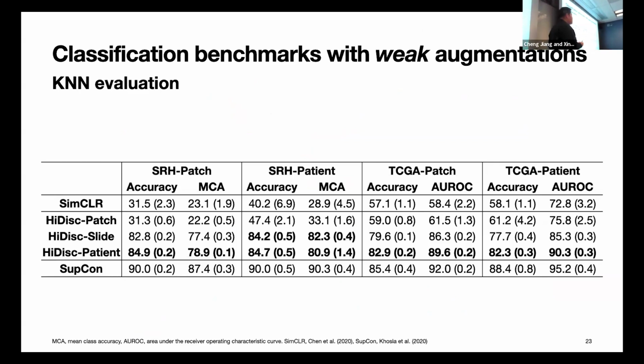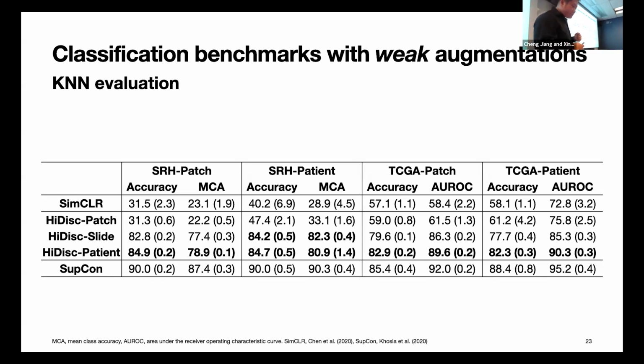One of the things I mentioned earlier is that all the prior work requires strong augmentations to form the positive pairs. So what happens if we don't have these strong augmentations? What we can see is that prior work and also HiDisk patch, remember, HiDisk patch is also only patch discrimination, these models essentially just collapse. They can't learn anything because there is no transformation being applied to these patches. But as we expected, HiDisk slide and patient still perform really well, even without these domain agnostic transformations.